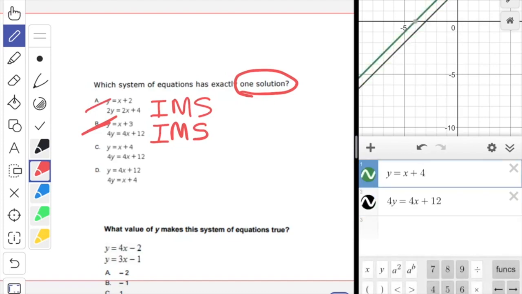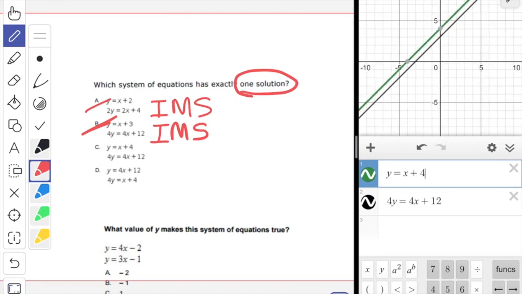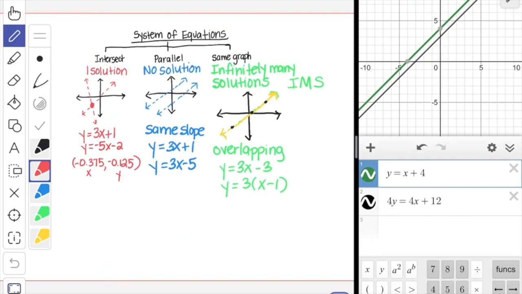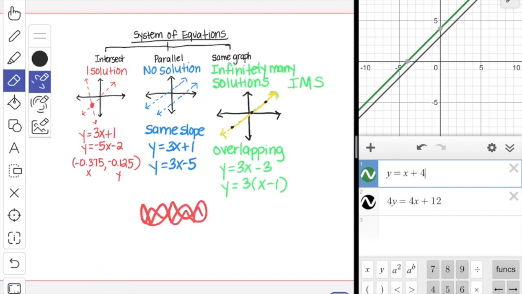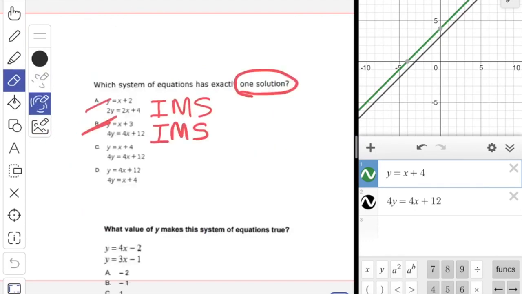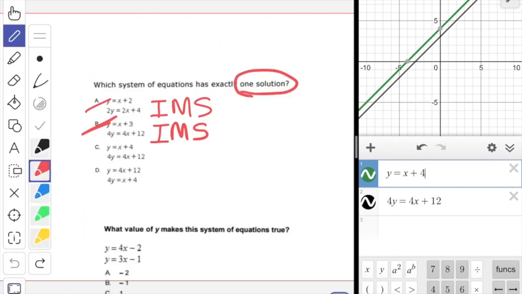All right, and we're at C. So C, here's C, and then I notice these two are never going to intersect. So if they're never going to intersect, then that's going to come back over here to this piece right here, which is going to be no solution because they're parallel. So if they never intersect, that means no solution. So this one is going to be no solution. That's not going to work because we're still looking for one with one solution.